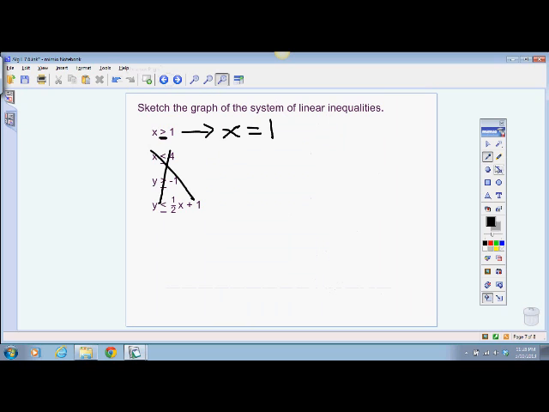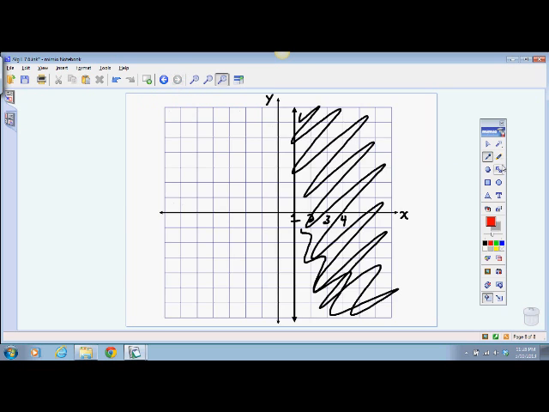Now let's take a look at the next one. Getting rid of my cross out lines here. x is less than or equal to 4. So let's focus on x equals 4. If we're talking about the line x equals 4, it's going to be a vertical line through 4, and because it can be equal to, I will do a solid line. Here's 4, and I'm going to do a vertical line through 4.